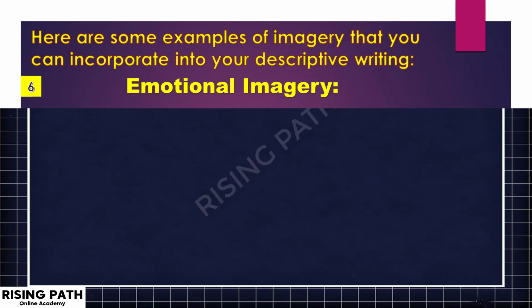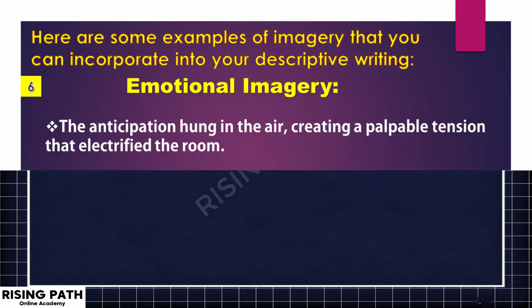We are happy, sad, we are excited, we are angry. So what are the examples? Let's see. Number 1 is the anticipation hung in the air, creating a palpable tension that electrified the room.